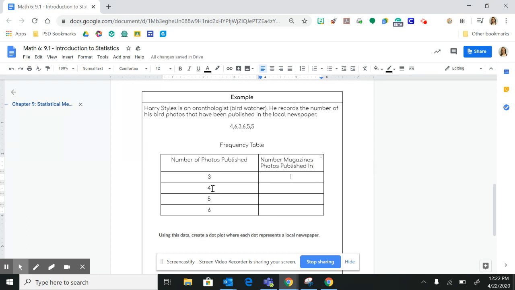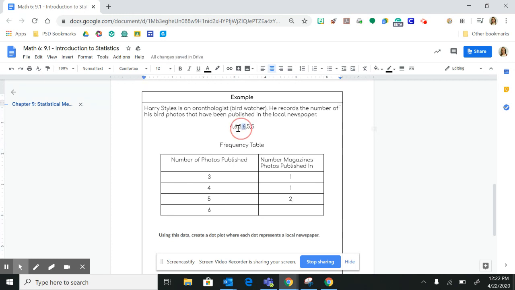So now I have 4. I'm going to see how many different magazines he published 4 photos in. I only see 1. Okay. Now I have 5. I see he published 2 different. So remember, he published in the Time magazine and he published in the Charlotte Observer 5. So he published in 2 different magazines with 5 photos.